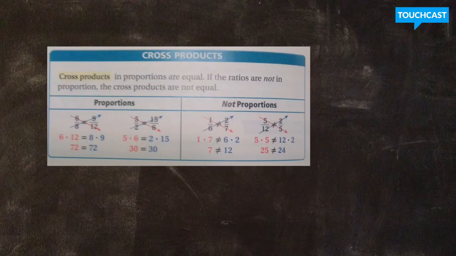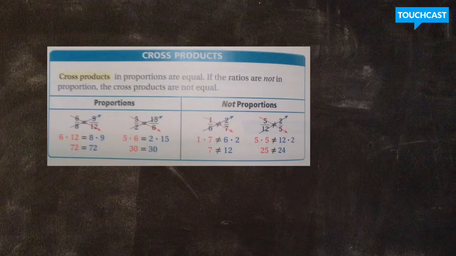Cross products are equal in proportions, and if the ratios are not proportional, then when we take the cross product, it won't be equal. For example, 6 over 8 is equal to 9 over 12, because 6 times 12 is equal to 8 times 9. Both of those products are 72. And then 5 over 2 is equal to 15 over 6, because 5 times 6 is 30, and 2 times 15 is also 30.